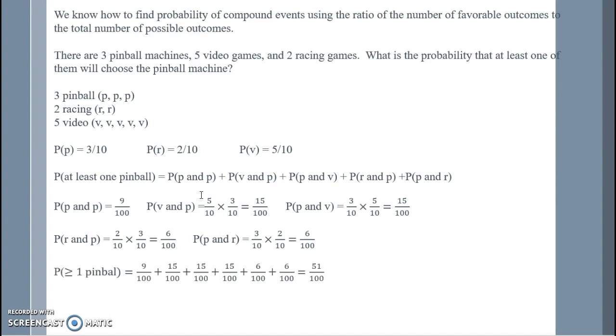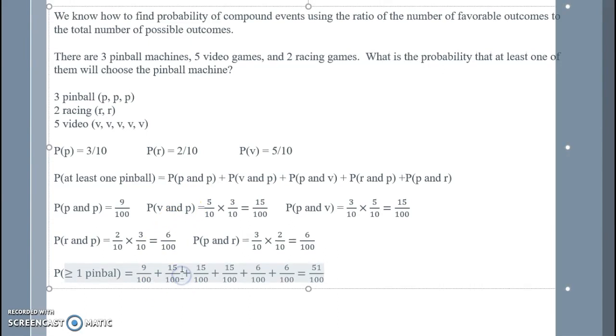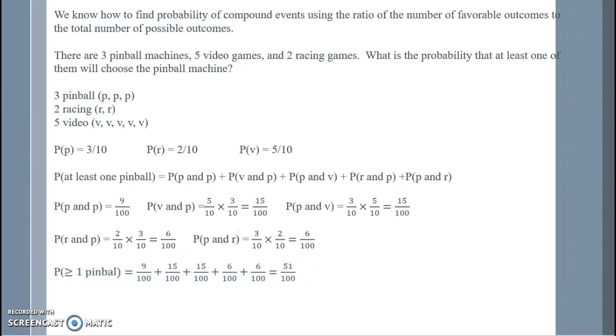So the probability of at least one pinball is 9/100 plus 15/100 plus 15/100 plus, oh, I think I have one too many. I got a little excited there apparently. Okay, so 9/100 plus 15/100 plus 15/100 plus 6/100 plus 6/100 is 51/100.